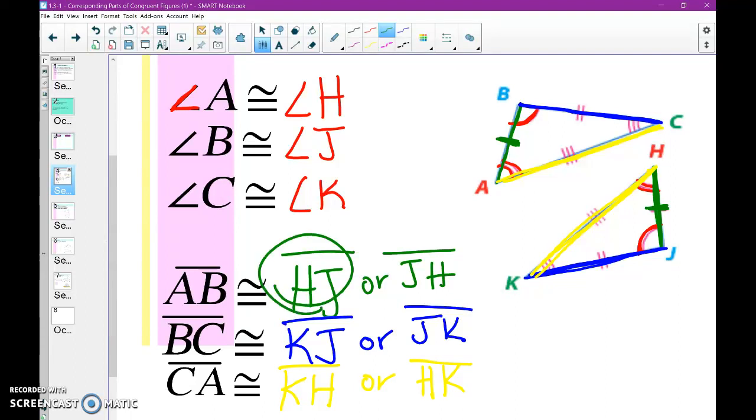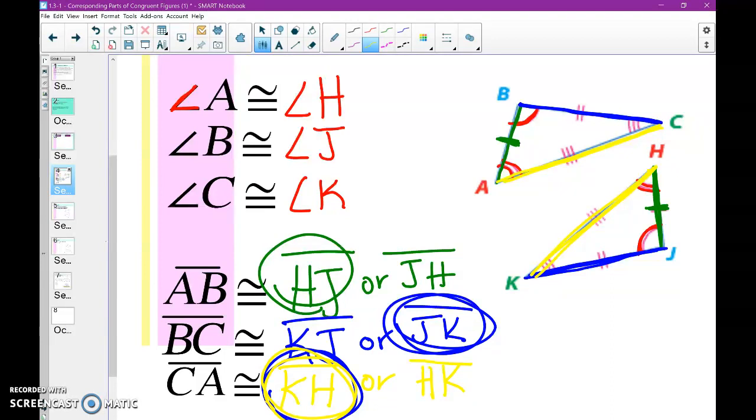So this one's the proper one. B is supposed to match up with J, so really this one is the preferred one. And then C is supposed to go with K, so that should be first. Oops, that one's supposed to be yellow, but really that one should be the first one. Again, these other options are okay for the sides, but you really do want to try and be as specific as possible and name them in the proper order.